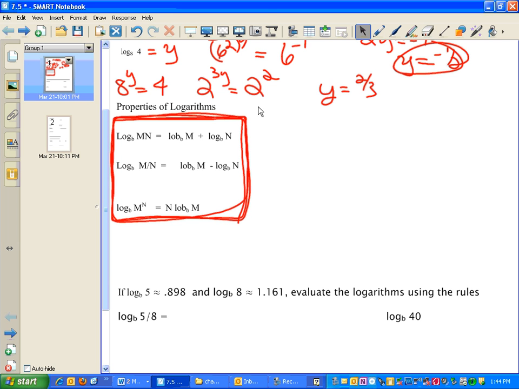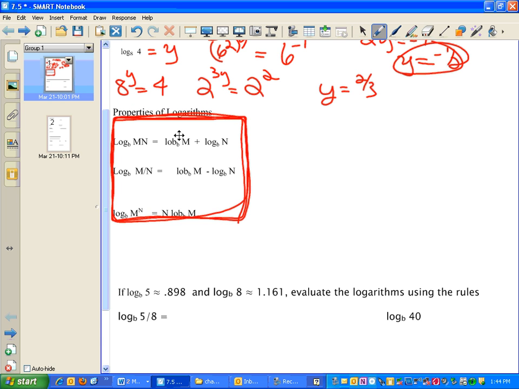Oh, it should be log, sorry. Log. That's supposed to be log, sorry. There were two of them, so three of them. There's three of them, sorry. It's log. Make all those lobes logs.